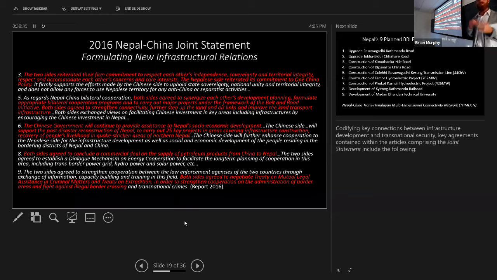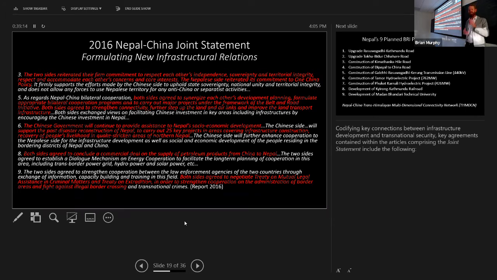So in part three, the two sides reiterated their firm commitment to respect each other's independence, sovereignty, and territorial integrity, respect and accommodate each other's concerns and core interests. The Nepalese side reiterated its commitment to the One China policy. Part five, both sides agreed to synergize each other's development planning, formulate appropriate bilateral cooperation programs, and carry out major projects under the framework of the Belt and Road Initiative. Both sides agreed to strengthen connectivity, further step up the land and air links, and improve the land transport infrastructure.